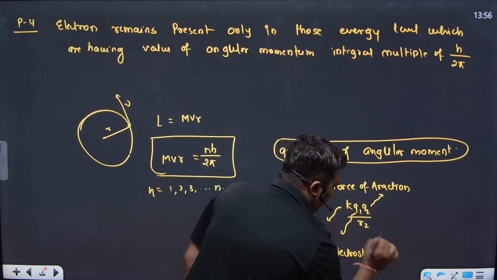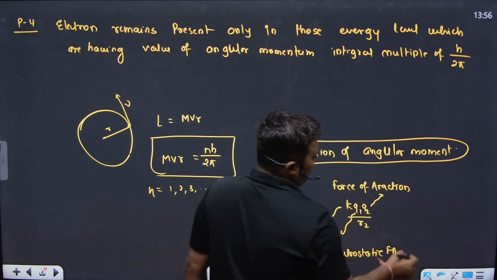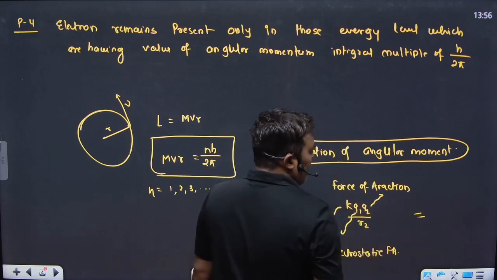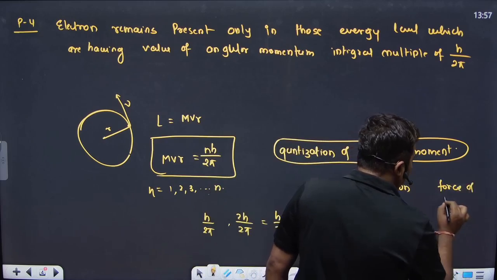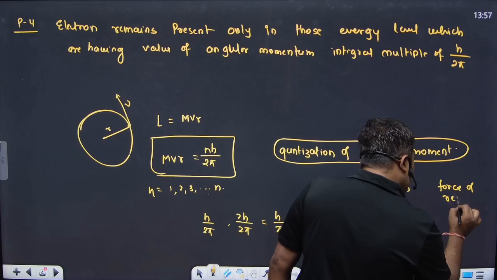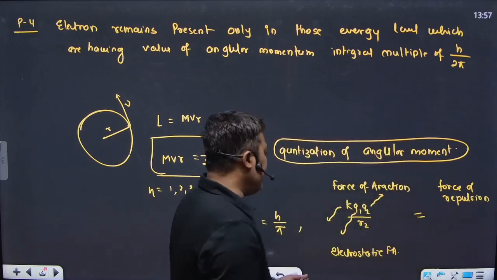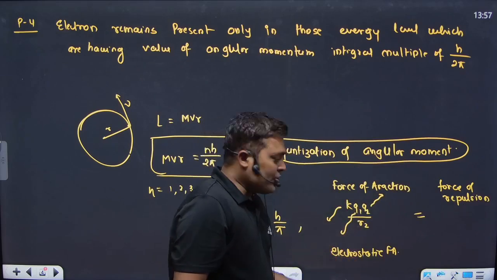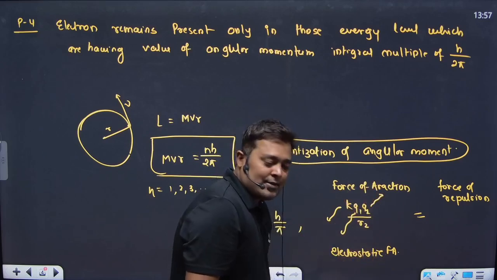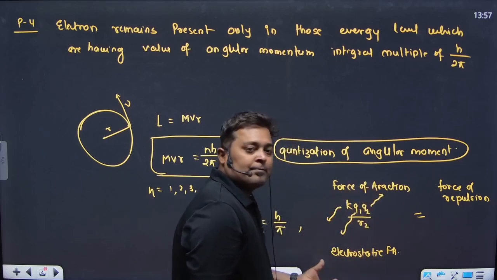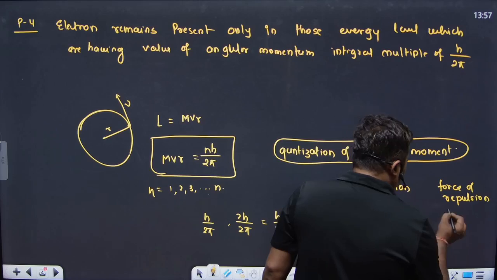So we have the electrostatic force of attraction in the atom, and that is balanced by the force of repulsion. So in any atom, we have a force of attraction and a force of repulsion. The force of attraction is electrostatic in nature, and we can simply calculate it by Coulomb's law. And then we have a force of repulsion. Then what is the force of repulsion?